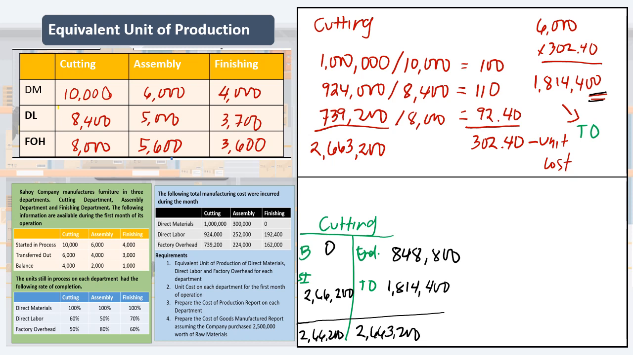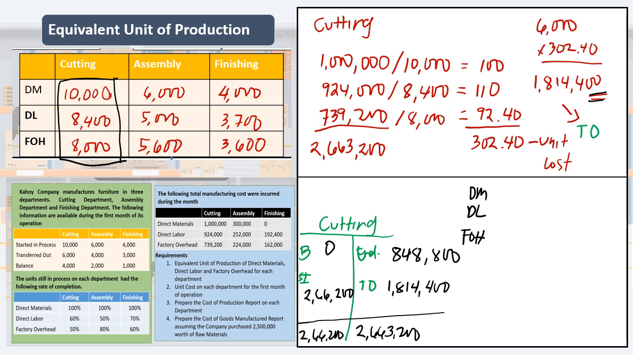So, gagawin po natin, computein natin yung ending balance for each manufacturing cost. Alam naman natin, meron tayong direct materials, direct labor, and we have factory overhead. So, para malaman natin ang amount na i-allocate natin sa ending inventory, so kuhain lang natin yung EUP ng ending balance ng each manufacturing cost. So, sa case natin, babalikan lang po natin ito. Diba? So, ibabawas nyo lang po dyan yung EUP ng transferred out.